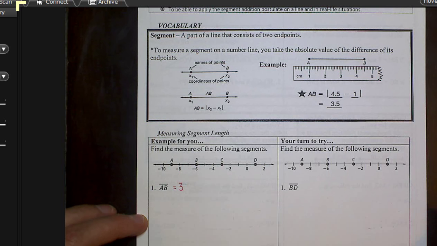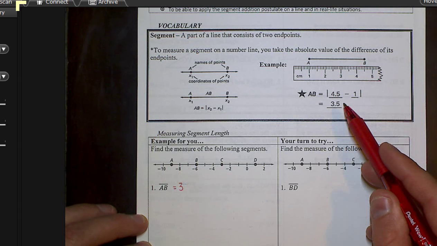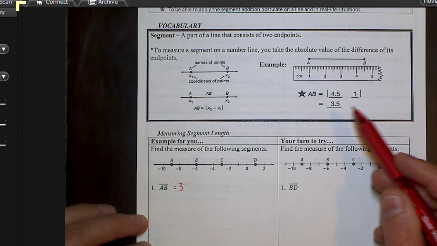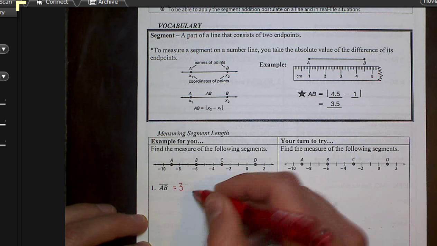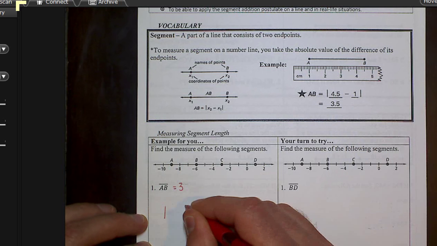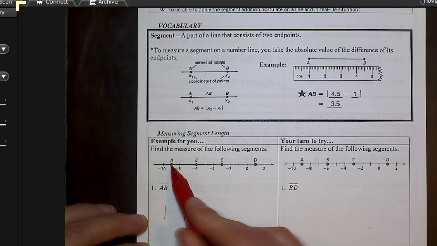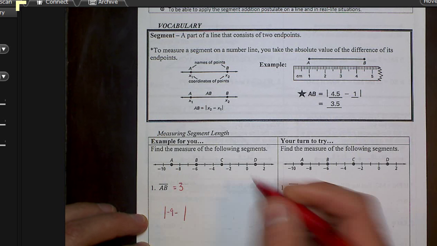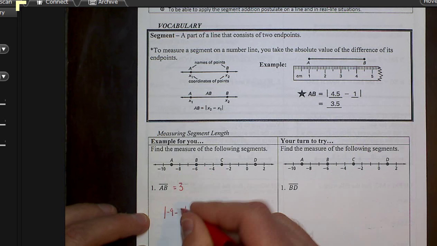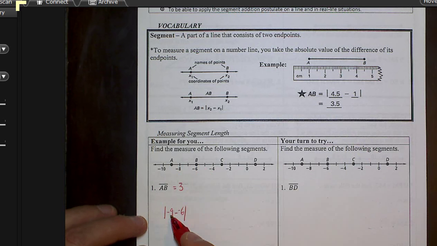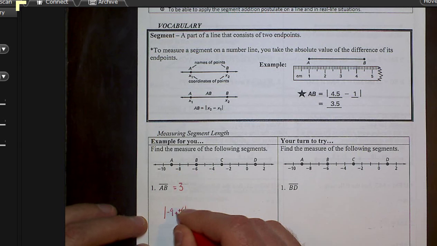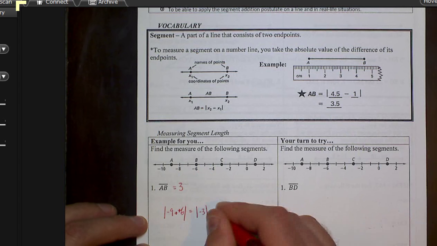Now if I use the ruler postulate, this difference of the endpoints, and take the absolute value, you actually just draw your absolute value bars, figure out what point A is, in this case -9, and subtract that from the -6. It doesn't matter the order in which you put the -9 and the -6, because the absolute value is all going to turn out positive. Double negatives become positive here, and so you have the absolute value of -3, and the absolute value of -3 is 3.